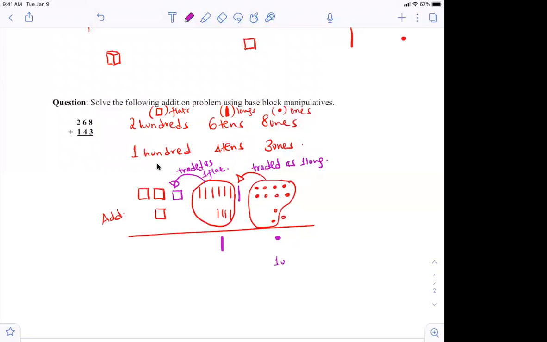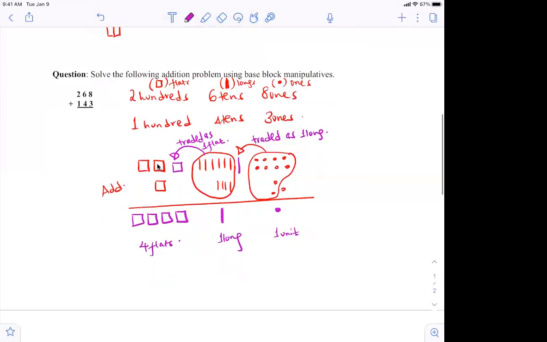So here we have 1 unit, here we have 1 long, and therefore now for the hundreds place value, which is being represented with flat sketches, that will be a total of 4 flats. And because they did not make 10 flats to be traded as a 1 in the next higher place value, we're just going to leave them like that. And what we are going to find is that after combining, regrouping and trading, we end up with 4 flats, 1 long, 1 unit. And that actually gives us the answer to this question.